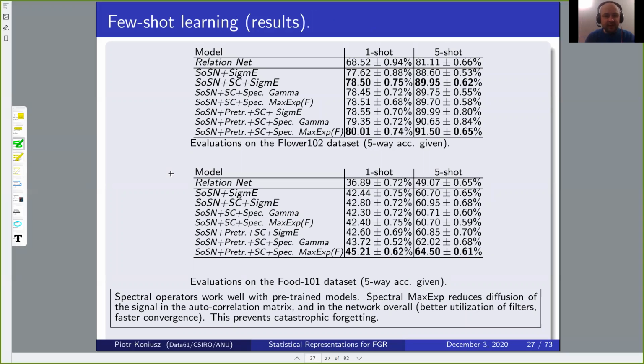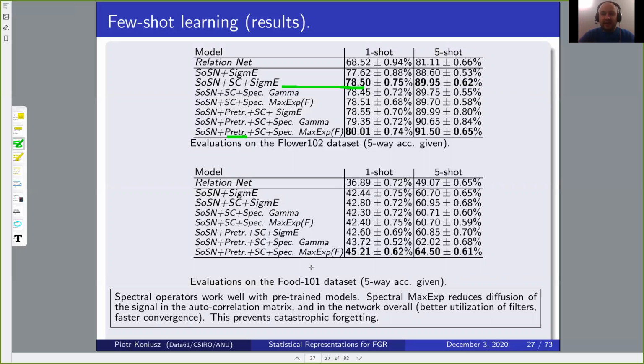Now, just to give you an idea of results again, few shot learning on Flower 102. This is 5-way, 1 shot, 5 shot. The max exp, again, a spectral version with fast computation of derivative, outperformed the other operators, but only when the network is in fact pre-trained on, for instance, ImageNet. When the network was trained from scratch, in fact, just element-wise operators were better. On Food 101, again, we observed the same behavior: when a few shot learning network was pre-trained, then the spectral operators were better. But if the network was trained from scratch, element-wise operators were better.